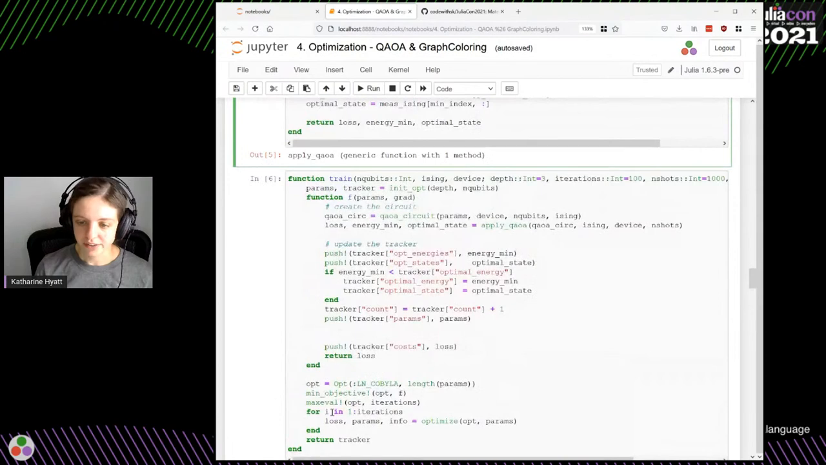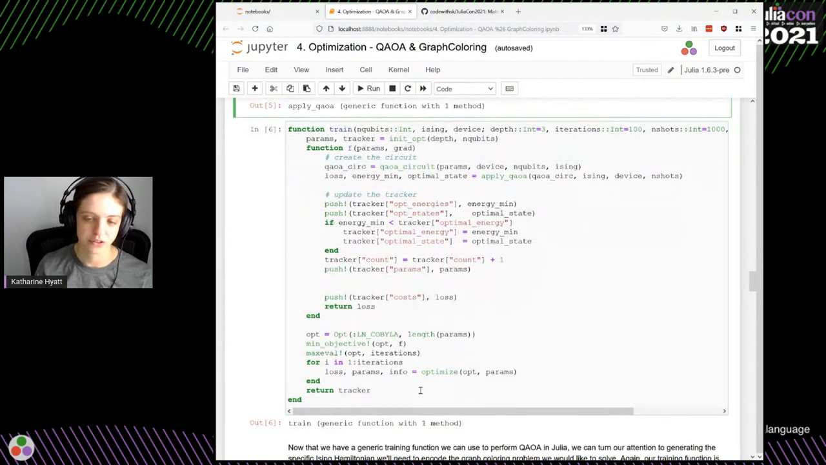And for every iteration in the training, we're just going to update the parameters by optimizing using this function f up here. And then finally, once we're done training, we're going to return the tracker.